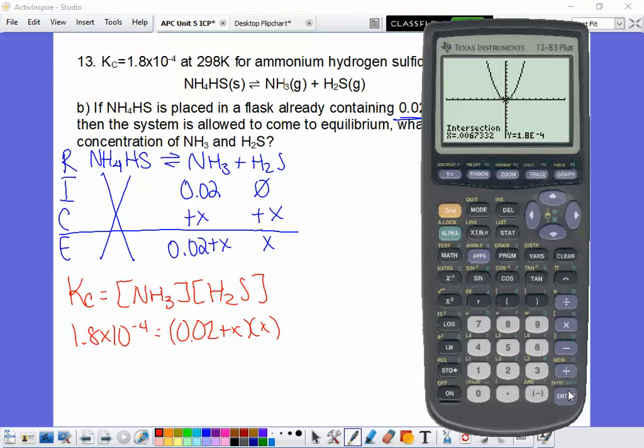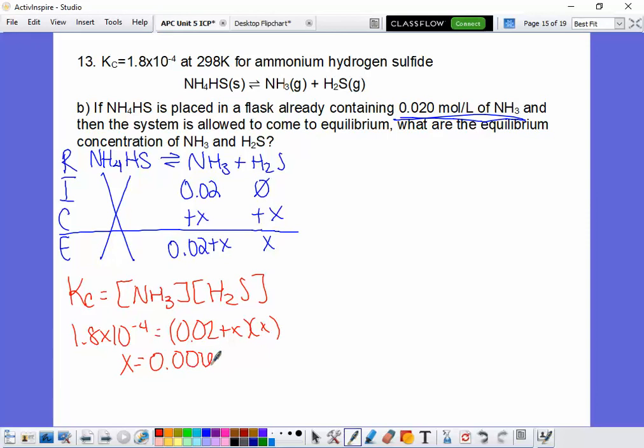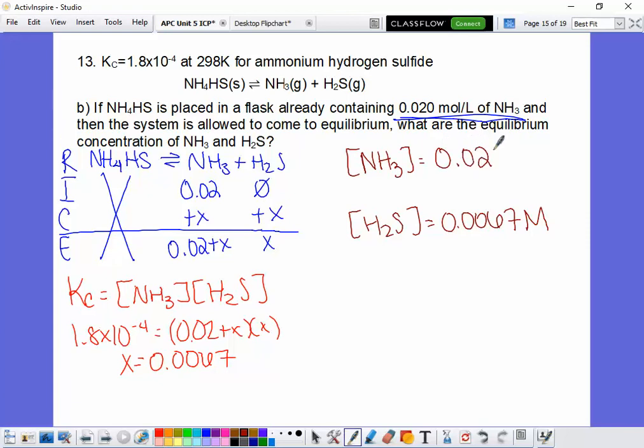Not as large as x was in the previous problem. Right? And your equilibrium concentrations for your substances are different since NH3 started with some. So H2S is going to be 0.0067 molar. What's going to be NH3? Technically just 0.027 because of sig figs. But you see how sometimes the problems change that x just a little bit.